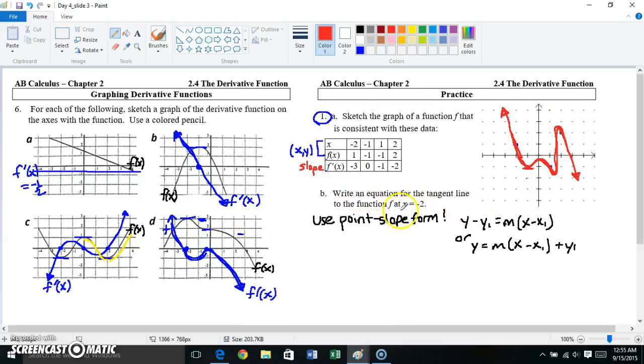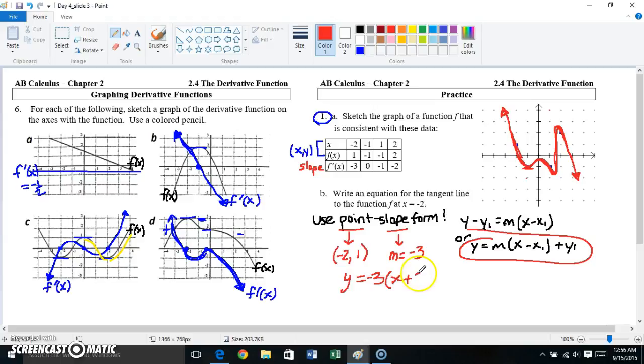Okay, write an equation of the tangent line to the function at negative 2. So we'd like to use point slope form. Do you know the point in question? Yes, I do. It's negative 2, f of negative 2, which is 1. Do you know the slope at this point? Yes, I do. The slope is -3. So if I use point slope form, I'm going to say y is equal to -3 times the quantity x plus 2, plus 1.